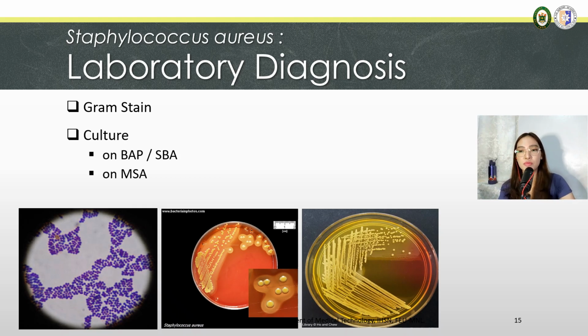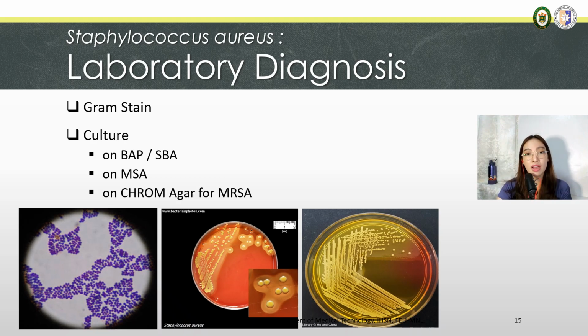But as the bacteria ferments the mannitol, it creates an acidic environment, and this changes the original red color into yellow. So pag na-observe po natin na ang isang gram-positive cocci in clusters is capable of growing at the mannitol salt agar at nag-produce ng yellow halo sa paligid ng colonies nila, this could indicate or presumptively tell us that your isolate may be Staphylococcus aureus.